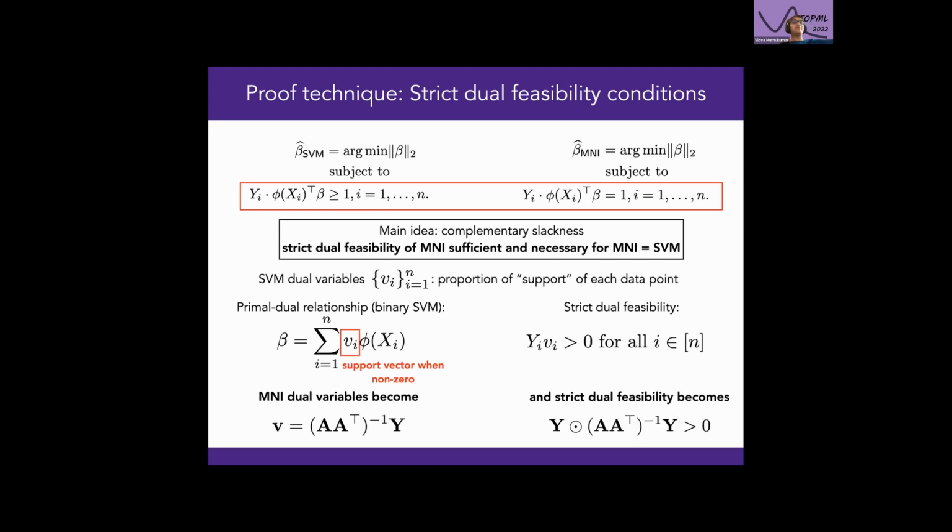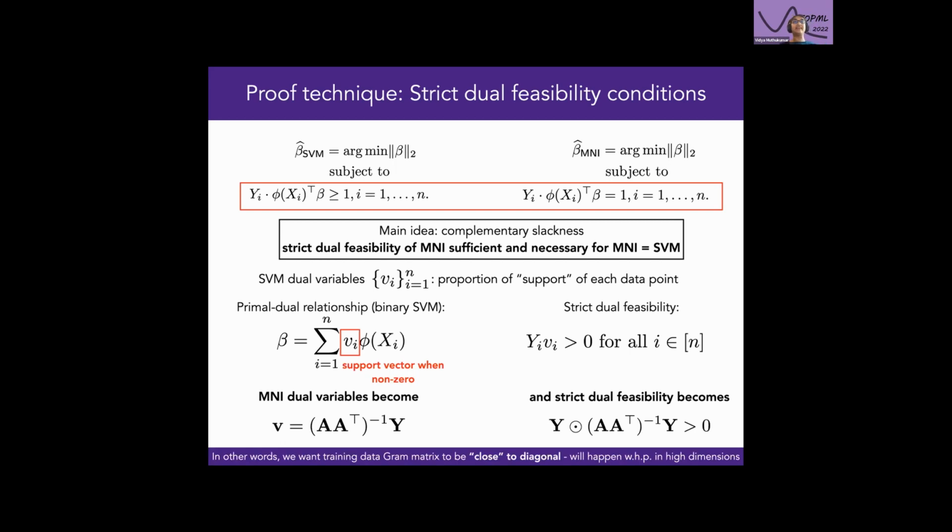And what we do is we basically notice that the MNI candidate dual variables have a very nice closed form expression. And this actually arises from the fact that we also have a closed form expression for the MNI. And our condition of strict dual feasibility basically just becomes looking at Yi multiplied by Vi being greater than 0, basically becomes like Y Hadamard product with the dual variables being greater than 0. And we get this kind of fairly interpretable condition.